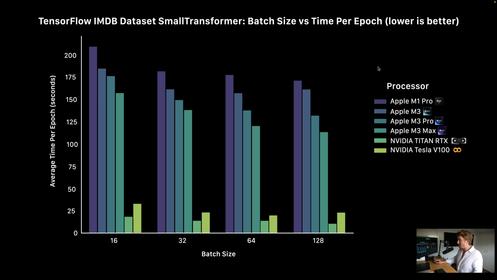We get lower is better here. We get a lower time on the M3 Max compared to the M3 Pro, compared to the M3, compared to the M1. That makes a lot of sense. This is a 2-year-old machine after all. And then we see here at a larger batch size, we've got the fastest performance from the Nvidia chips.